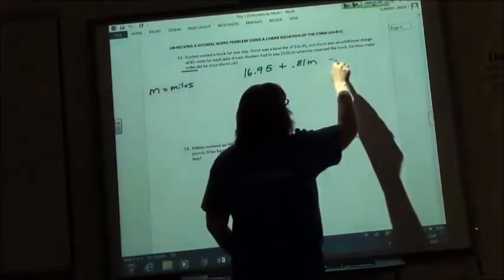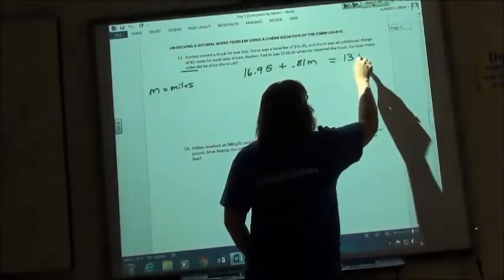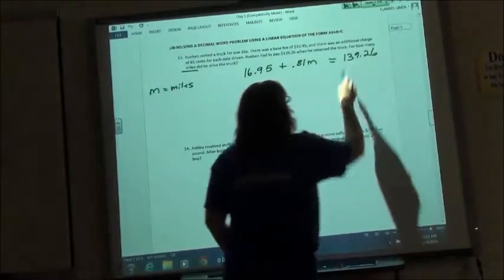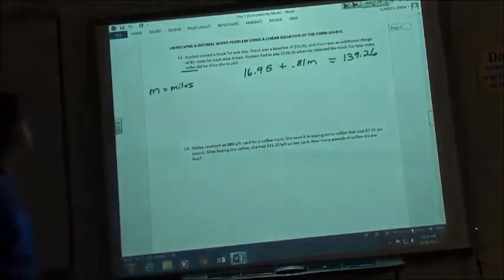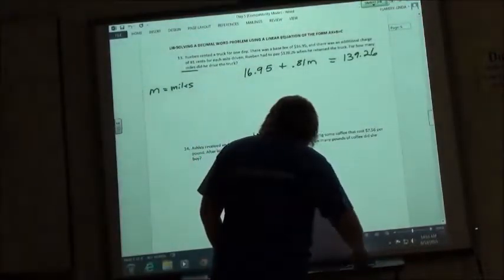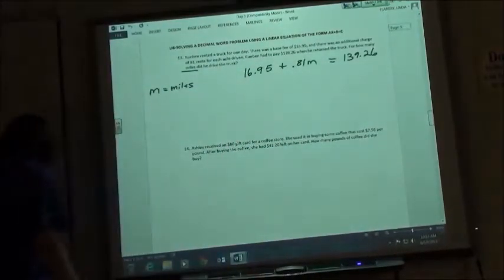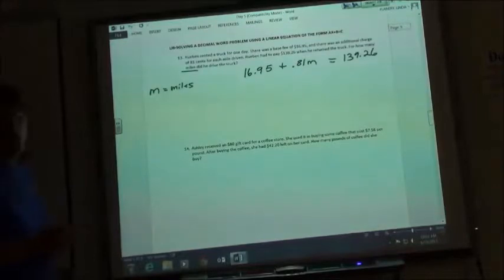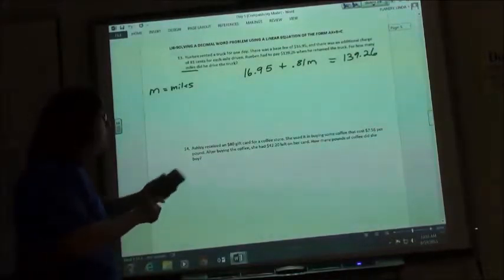When he returned the truck, he had to pay $139.26, so that was his total. We now have our linear equation. And again, your calculator is always active on the word problem, so I suggest you use it just so you don't make a silly calculation error.